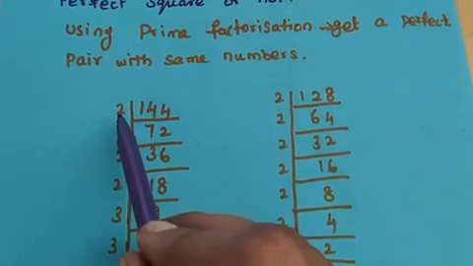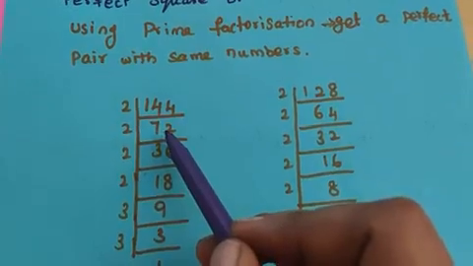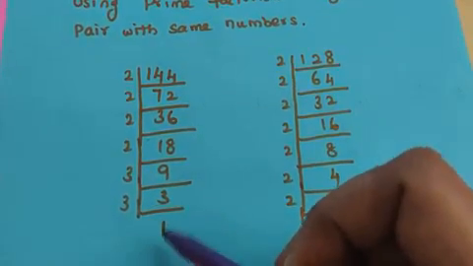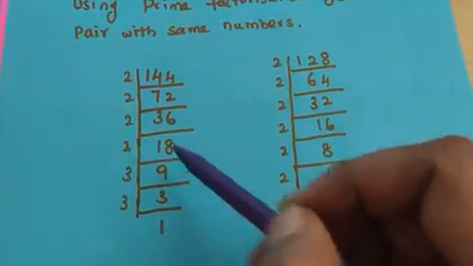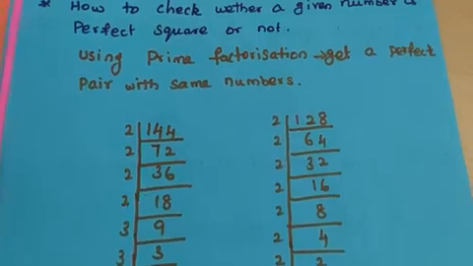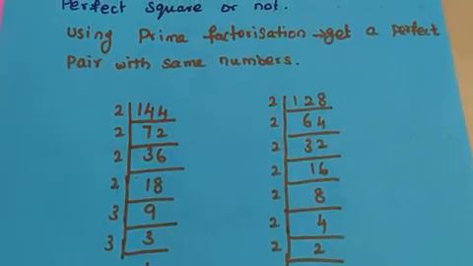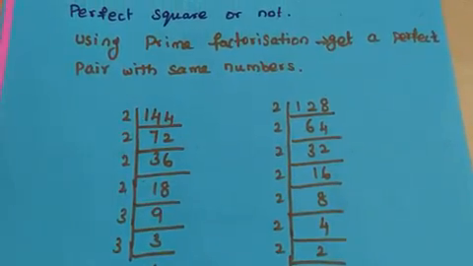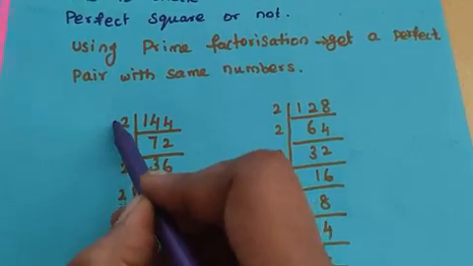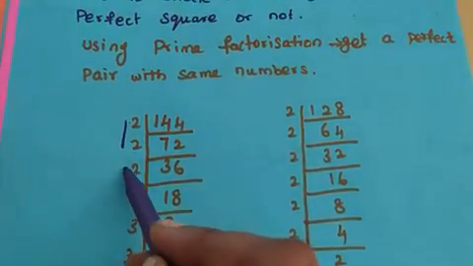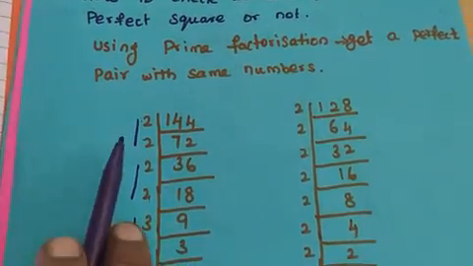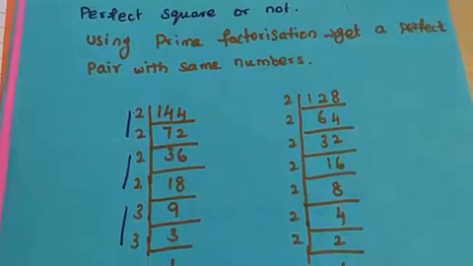So if you divide by 2, you will get 72. Again, if you divide by 2, 36, 18, 9, 3, 1. Like that, if I divide it, I will get like this. You see, are you getting the exact pair or not? Pair means two numbers, right? You have to get two numbers as the pair. See, 2 multiplied by 2, this is one pair. This is another pair. Here, this is the third pair. So exactly we are getting the pairs of numbers.